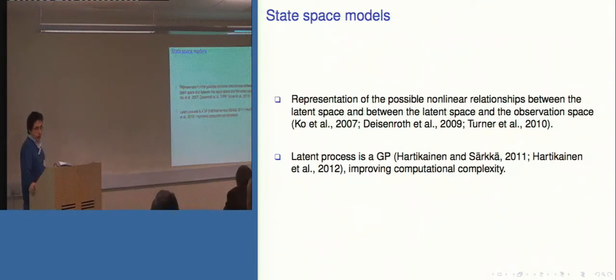Or there is this other view of state-space models. For example, when you don't know the connection between the latent space and your observation space, you can put Gaussian process priors over that. There are some references there. And this other view that we saw in detail with CIMO, where you assume that your latent process is a GP, but you express it as a state space model.